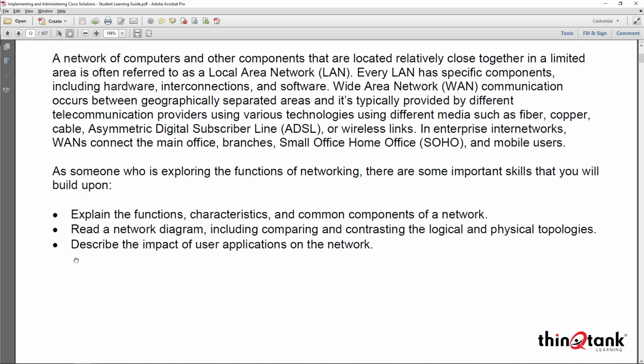You'll be able to read a network diagram, including comparing and contrasting logical and physical topologies, right? What is a star topology? What is a bus topology? What is a mesh, a partial mesh, a full mesh, a hybrid architecture, stuff like that we'll talk about. And what is the impact of applications on the network, right?